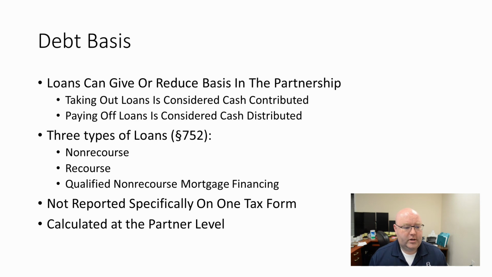Now, according to Code Section 752, which deals with different types of debt instruments related to partnerships, there are 3 different types of debt. You have your non-recourse debt, your recourse debt, and your qualified non-recourse mortgage financing. Now, non-recourse debt is basically debt that the partnership owes to somebody else, but if for some reason the partnership can't pay that debt, nobody else is responsible for it. It's just the partnership itself.